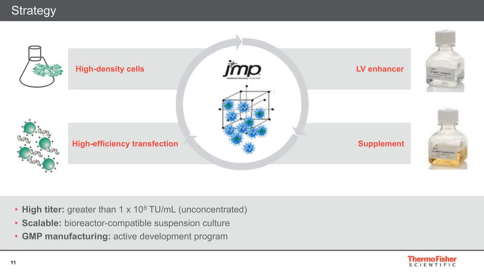So the way we attack this problem is we look at the system approach. A lot of people trying to optimize lentiviral production buy cells from different companies, different media, different transfection reagents, and kind of try to figure it out, put this together. Well, we pretty much did the same, but at a large scale, meaning we wanted to optimize and find the best cells for these applications. We wanted to screen and optimize the best transfection reagent for these applications.